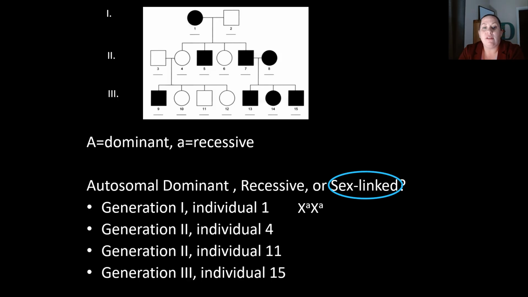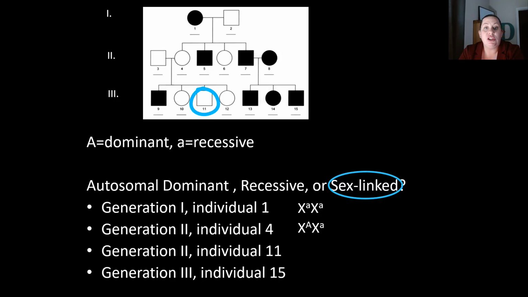So let's look at generation 2, individual 4. Generation 2, individual 4 is a circle, so she is XX. However, she is normal. She has at least one big A. But she got one little a from her mom, and you'll also notice that one of her sons was affected. So she is X big A, X little a.